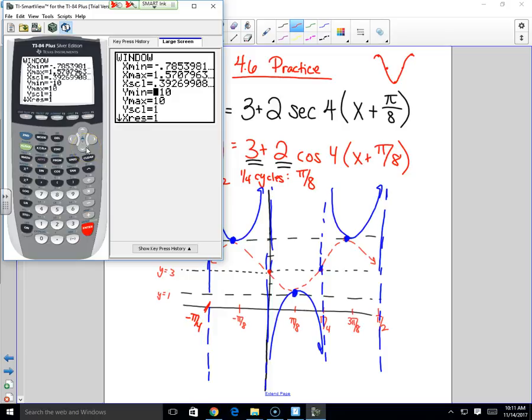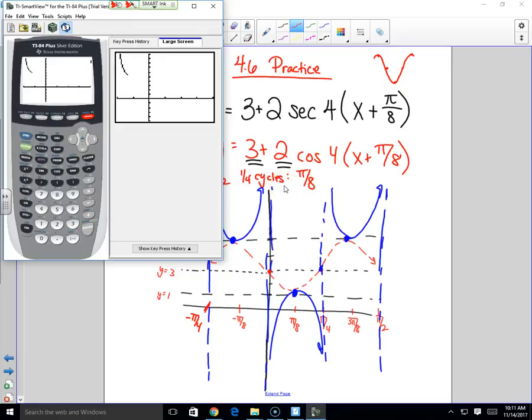Our y min, I guess we could make negative 10. I think I've had it more like negative 5 and then maybe positive. Let's do negative 5. So I want more positive. But could you get your graphing calculator to look like ours? I did. But it wasn't easy to put in.